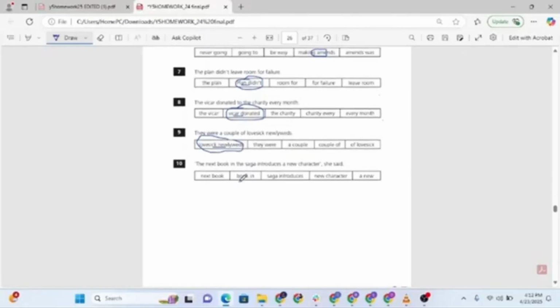Question 10. The correct answer is the word gain. This is because the four-letter word gain is hidden between the words saga and introduces. The word saga joined with the word introduces becomes the word sagaintroduces. Inside the word sagaintroduces, we can find the letters G-A-I-N together. Therefore, the correct answer is the word gain.